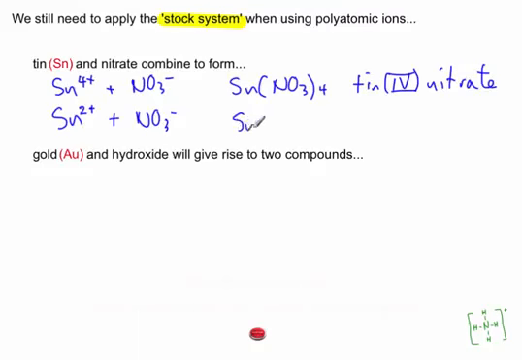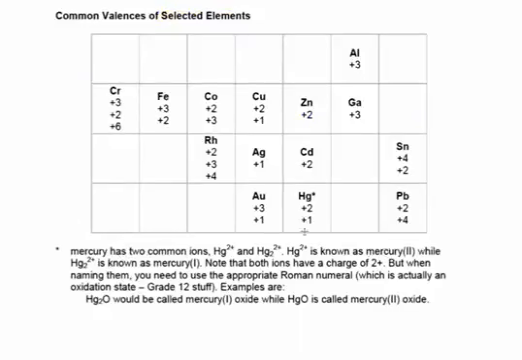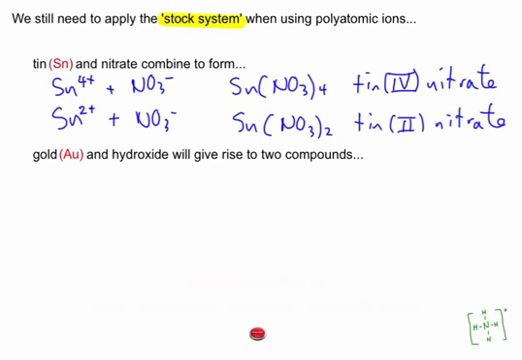Whereas tin 2 will have this formula and be called tin(II) nitrate. So there's nothing different there than we dealt with previously. It's just we have a polyatomic ion. Finally, let's look at this example involving gold. So gold is another one of those metals with multiple oxidation states. Here it is down here, Au, +3 and +1. And so we have gold 3 and we have gold 1.